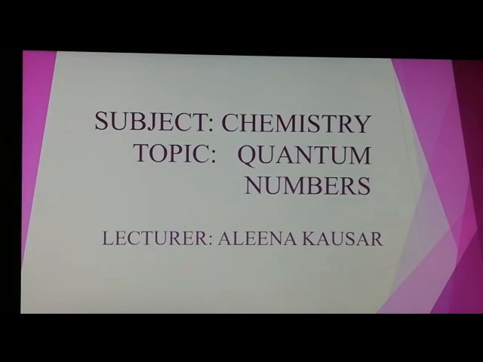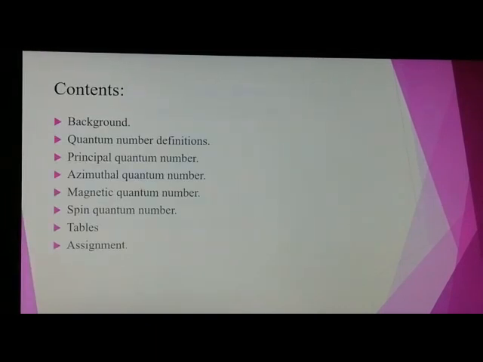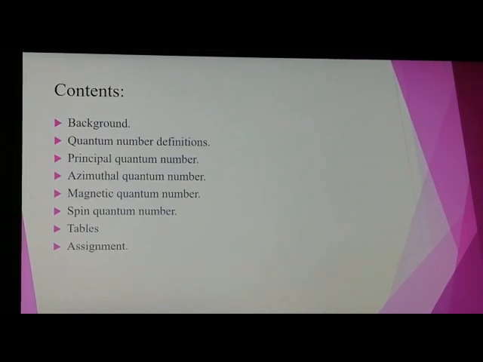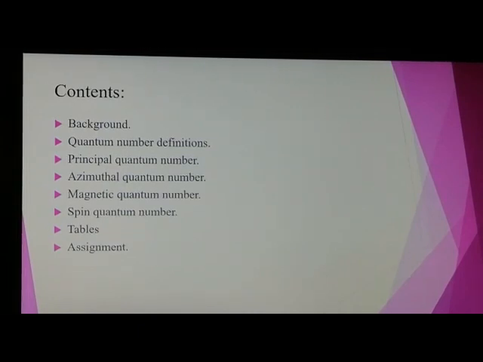Today I am going to discuss a very important topic from chapter number 2 of first year chemistry, that is quantum number. Our today's lecture consists of the background of quantum numbers, definitions, and the set of four quantum numbers, that is the principal quantum number, azimuthal quantum number, magnetic quantum number, spin quantum number, and the tables that summarize all the four quantum numbers, and the last part is assignment.